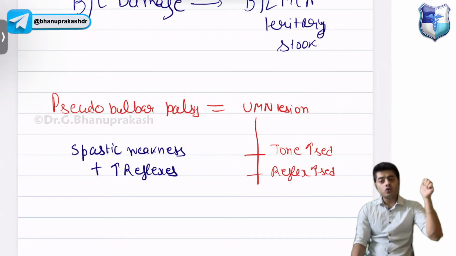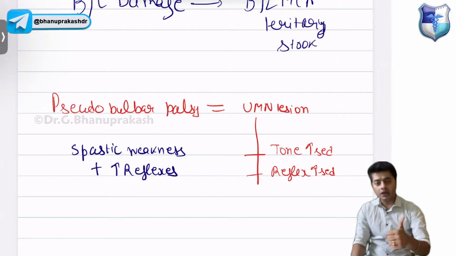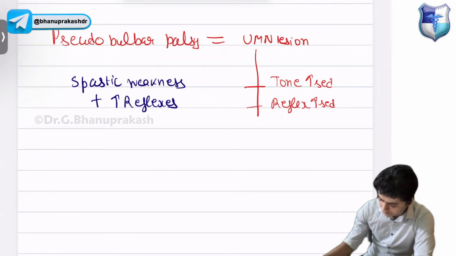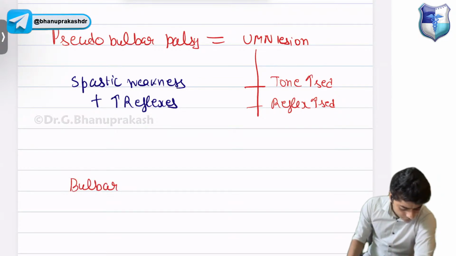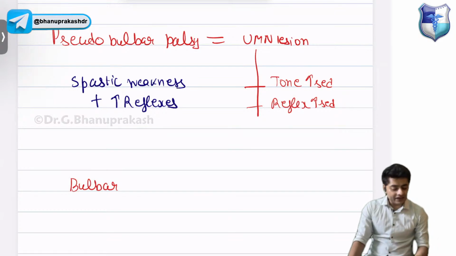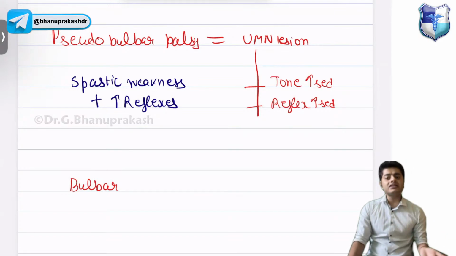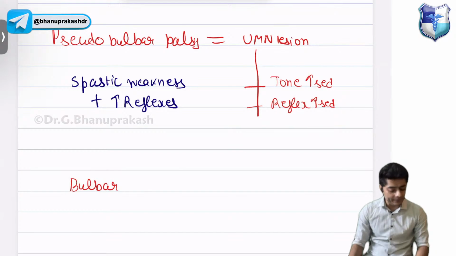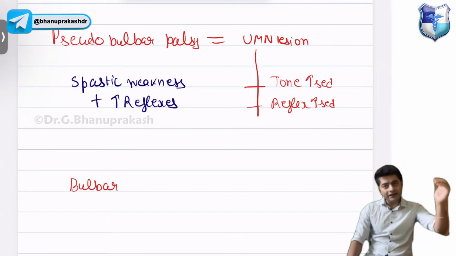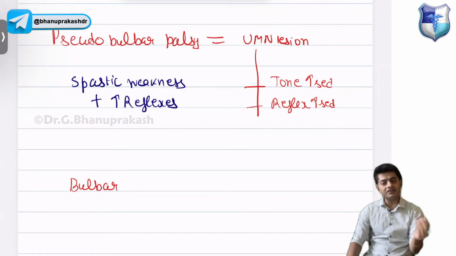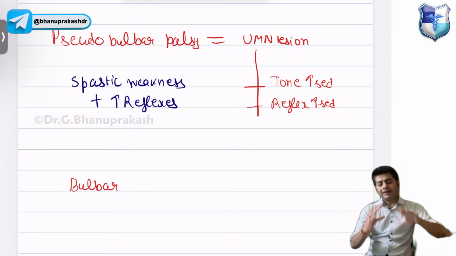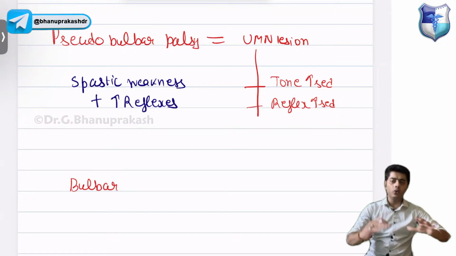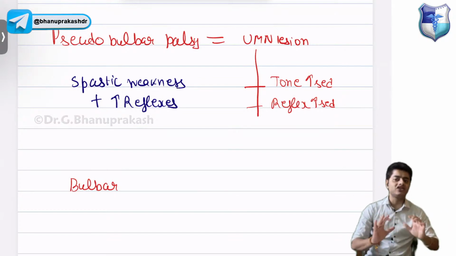Okay, everyone. Pseudobulbar palsy, UMN lesion, and bulbar palsy, better DTR means deep tendon reflex. Your reflex will be increased. We have discussed this in detail in the UMN versus LMN lesion class also. Your tone will be increased. Your deep tendon reflexes will be increased. Your power will be decreased. But compared to LMN lesion, power is less decreased in UMN lesion.